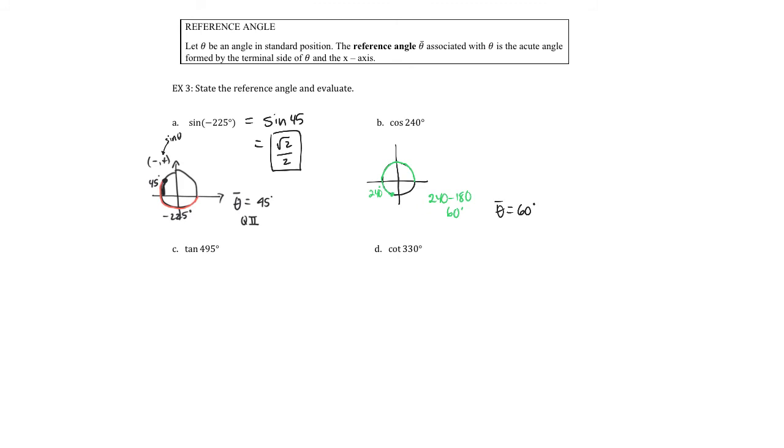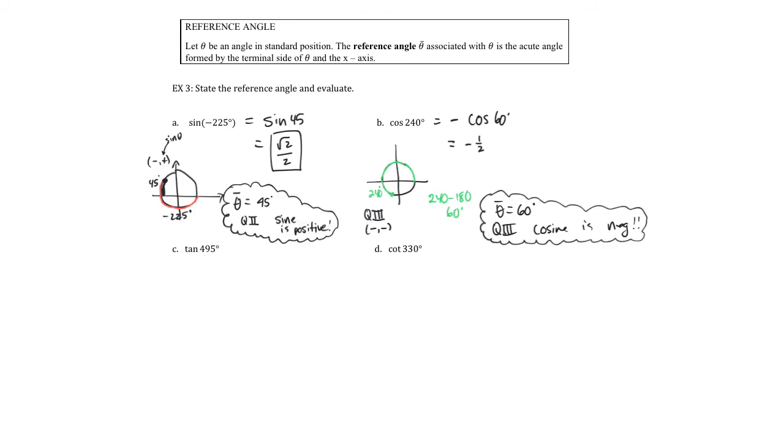Okay, now I'm also in quadrant 3. Cosine is talking about x values. In quadrant 3, both x and y are negative. So in quadrant 3, cosine is negative. Okay, so that means it's going to need to be a negative value, and it is equivalent to cosine of the reference angle there. So cosine of 60 degrees is 1/2, but it needs to be negative because it's in quadrant 3. All right, good.